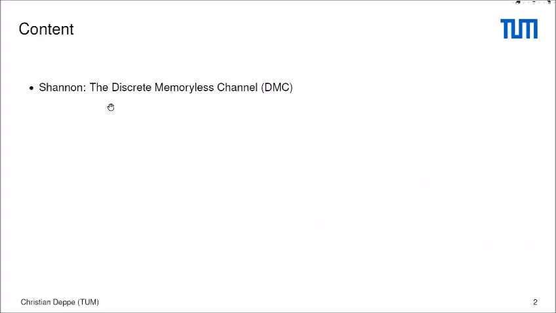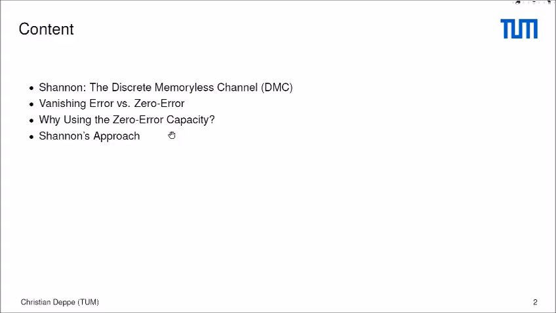I will start with a description of the discrete memoryless channel, followed by a discussion about the Shannon capacity and Shannon zero error capacity. Then I continue with the question why we should use the zero error capacity. Then I will present you Shannon's approach how to calculate the zero error capacity. Another approach is due to Ahlswede, who uses some other channel model to calculate the zero error capacity. Then I will start with our investigation, how to compute the zero error capacity of a channel.